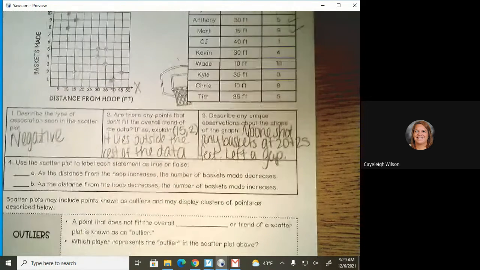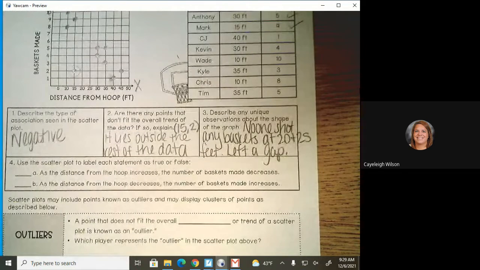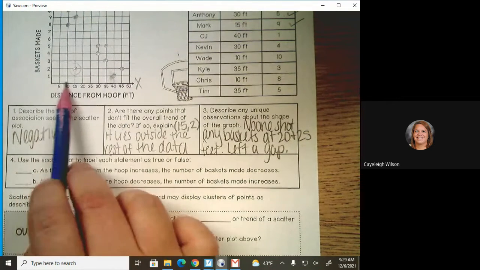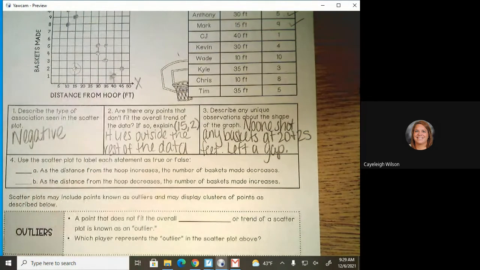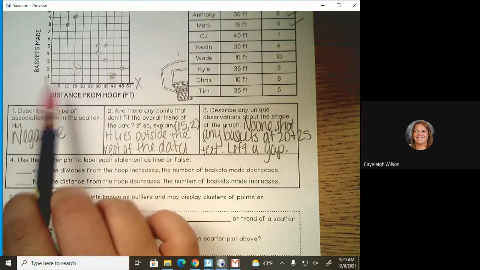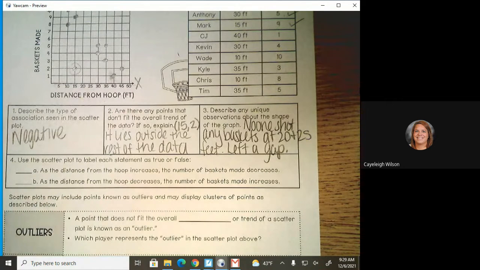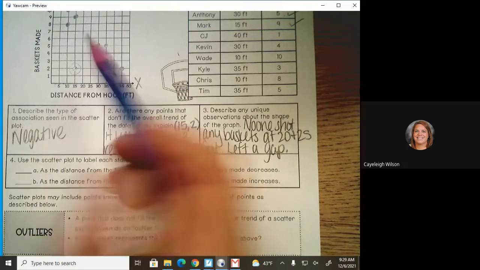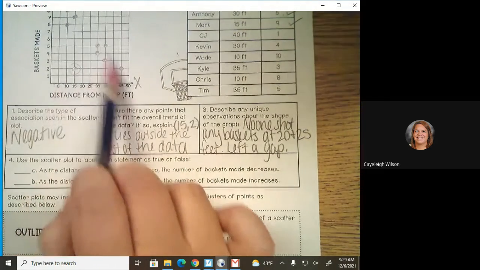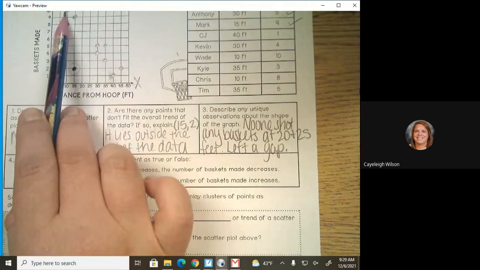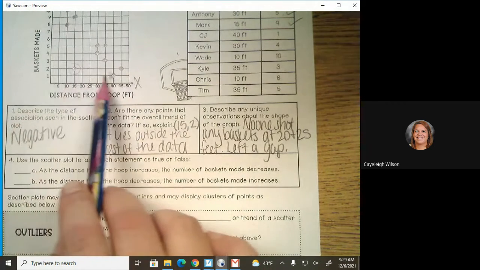Okay, and the next part, number 4, says use the scatter plot to label each statement as true or false. So part A says, as the distance from the hoop increases, the made baskets decrease. So as the distance increases, the baskets made decrease. Is that true or false? That's true. So the farther away from the goal they are, the less baskets they make. Because look, closer up here, they were making 10, 9, 8 shots, but the farther away it gets, the less baskets they're making. So that is true.